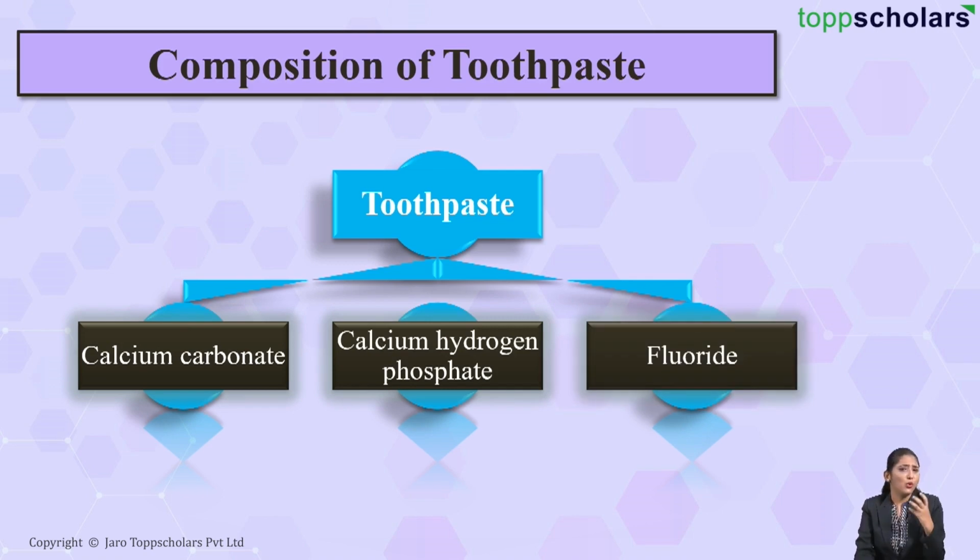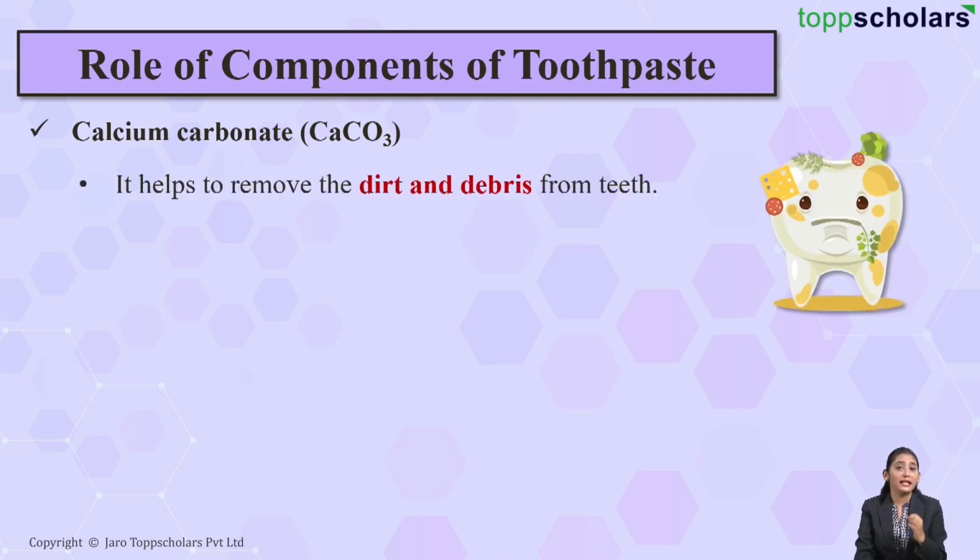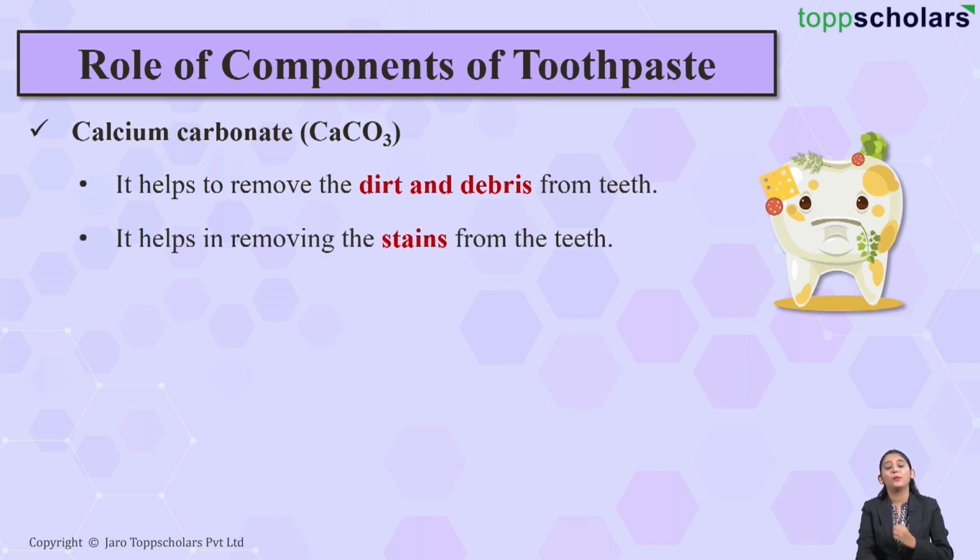But friends, what is the role of these components in the toothpaste? So let's discuss the role of components of toothpaste, wherein the first one we are discussing is calcium carbonate. Now friends, calcium carbonate helps to remove the dirt and debris from teeth. It also helps in removing stains from the teeth.